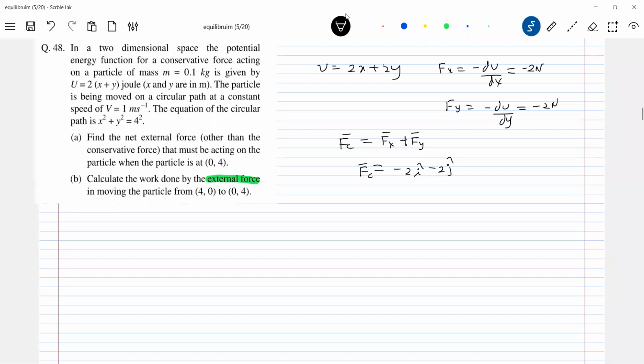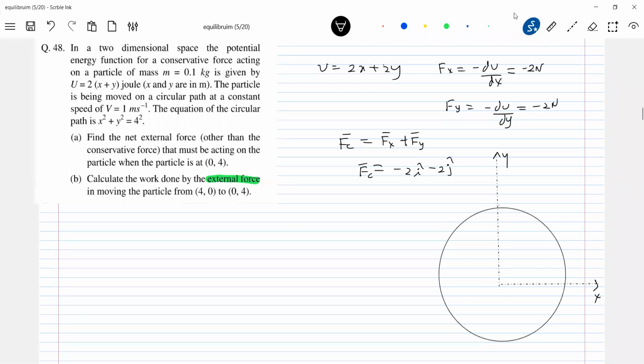Again, the particle is being moved on a circular path at a constant speed of 1 meter per second. Just try to make an observation of what I'm doing. This is a circular path, this is y, let this be x. So what should be the radius of this? Radius should be equal to 2 meter. So it is moving in a circular path.